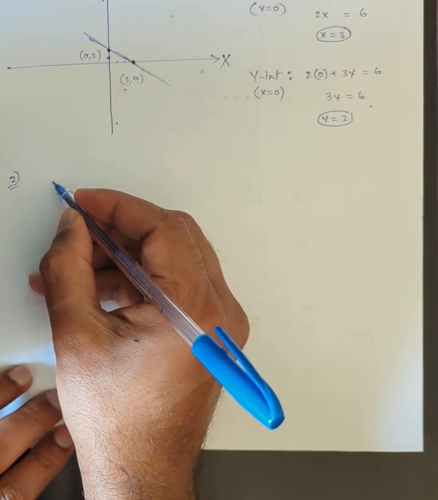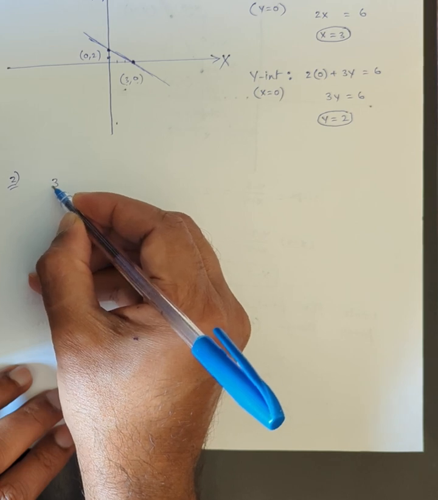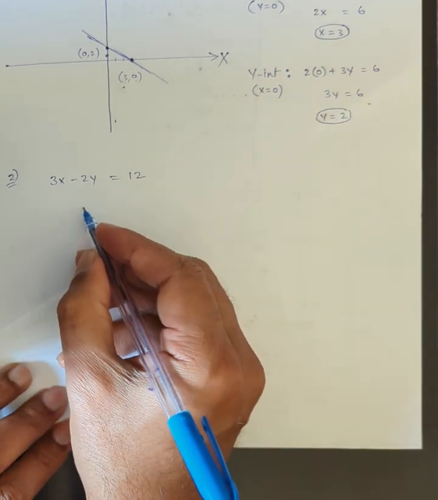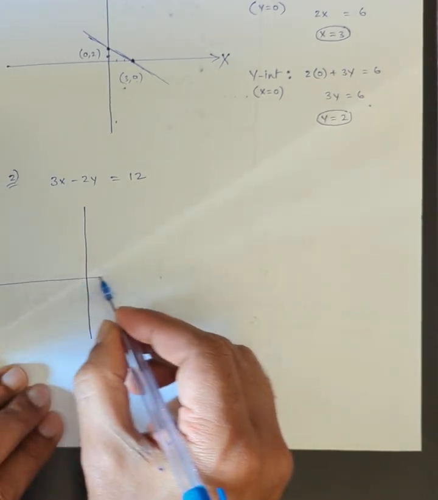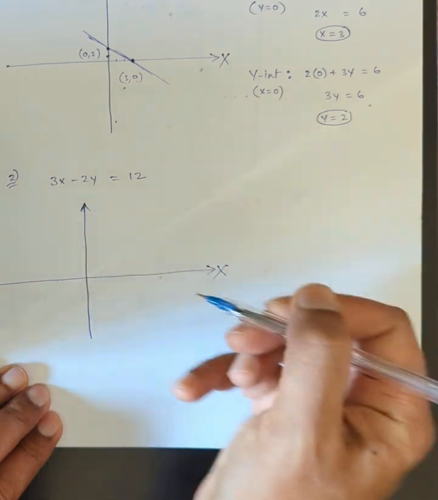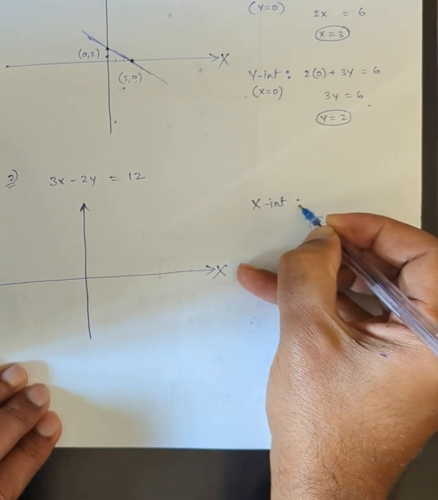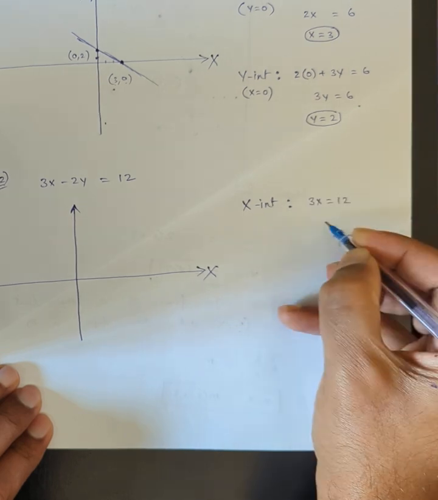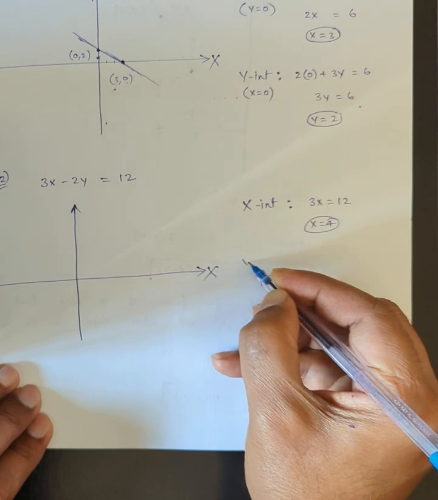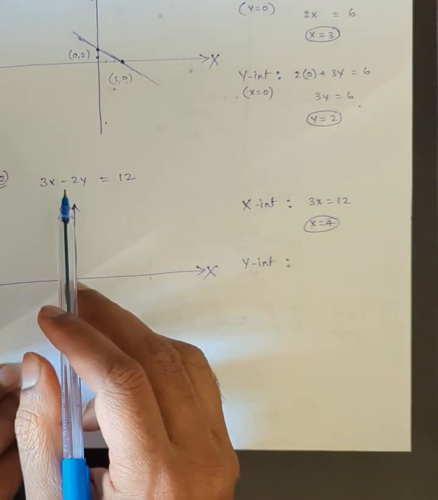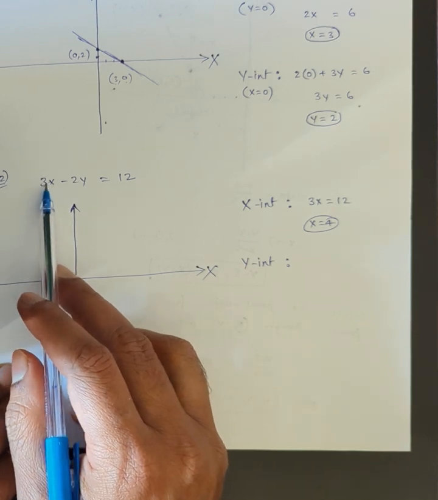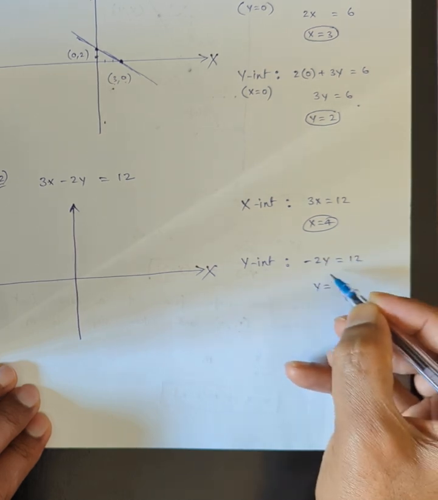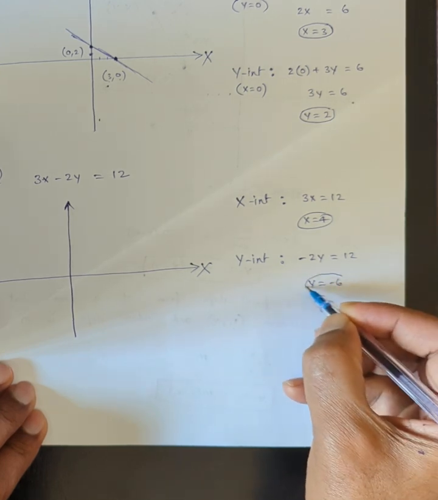This time, I'm going to say 3x minus 2y is equal to 12. This time the x-intercept: I'm going to take y equal to 0. So to find the x-intercept, I will have 3x equals 12. So x is 4. Similarly, to get the y-intercept, I'm going to take x equal to 0, which means this term is gone. Then I'm left with negative 2y equal to 12. I have to divide both sides by negative 2 this time. I get y equal to negative 6.